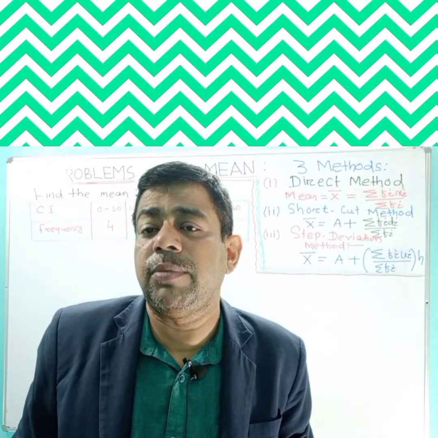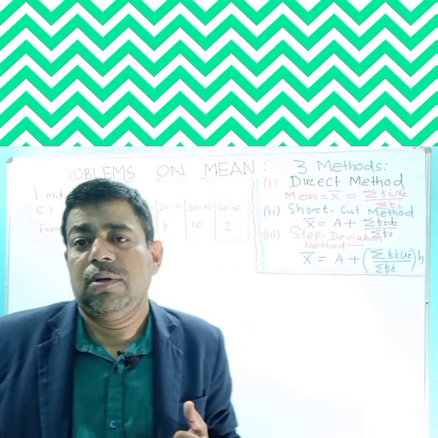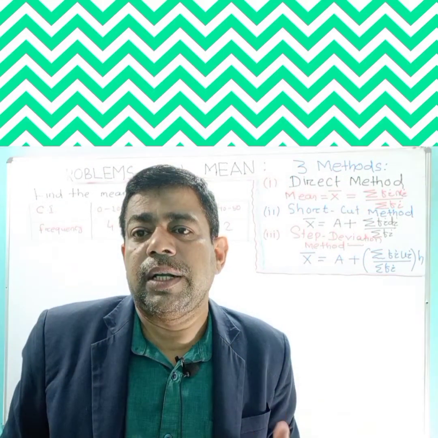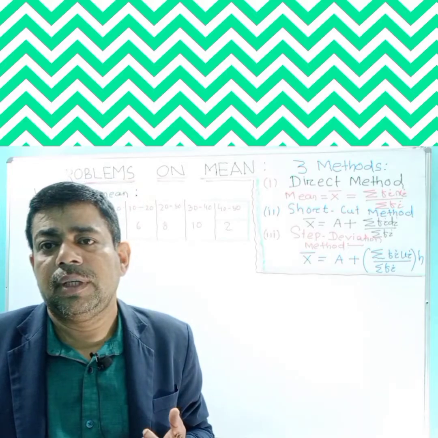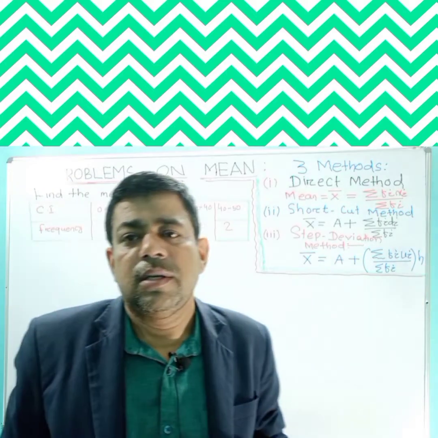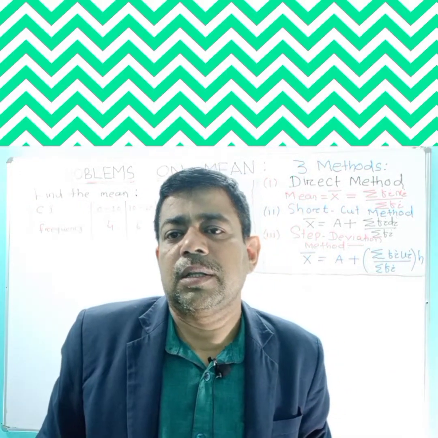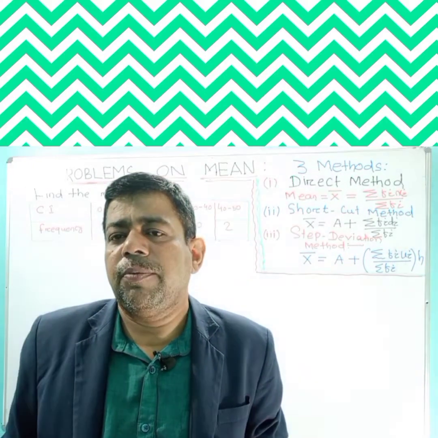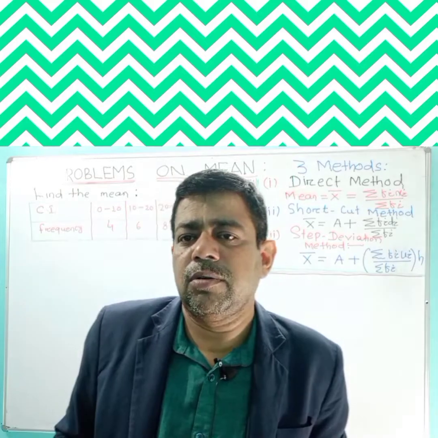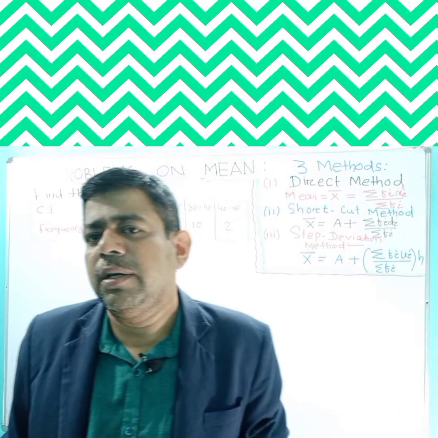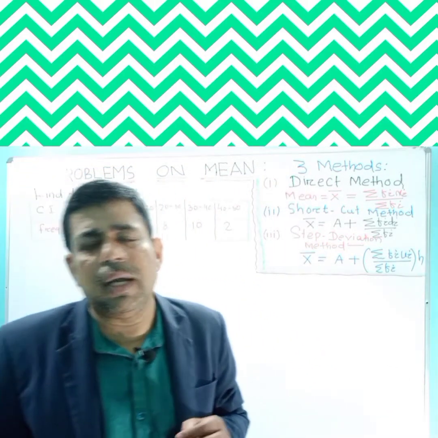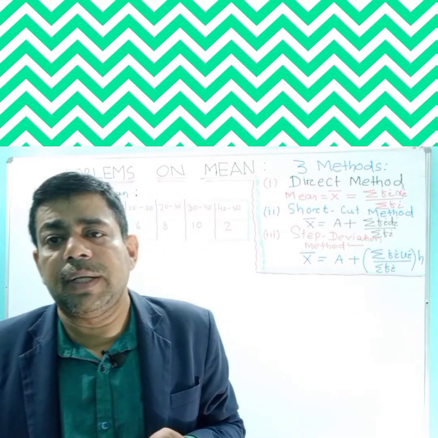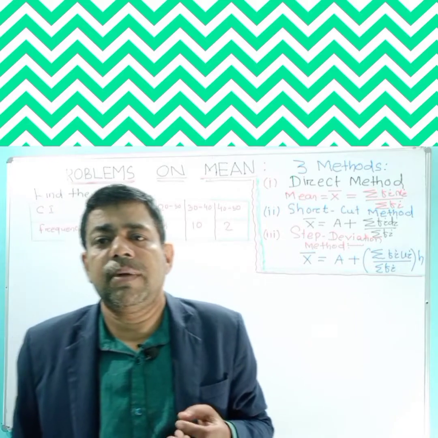While finding the mean, we can use three methods. What are the three methods? The first one is the direct method. Second one is the shortcut method. And third one is the step deviation method. You can find the mean of group frequency data or any data by these three methods.